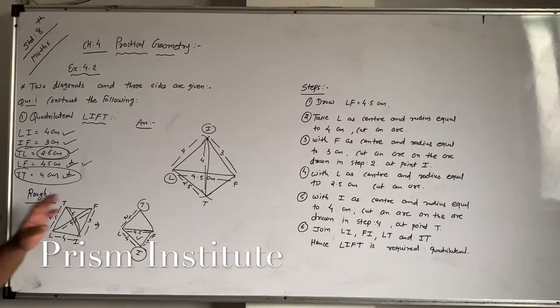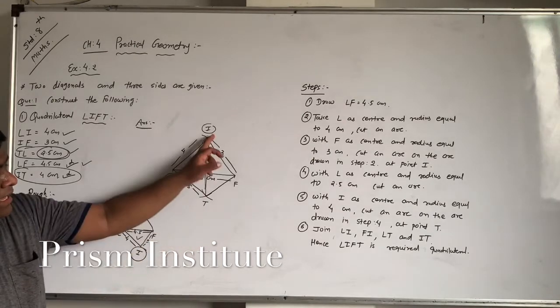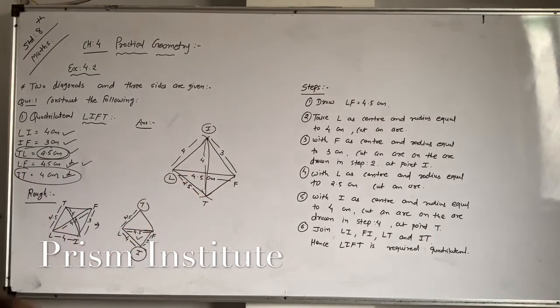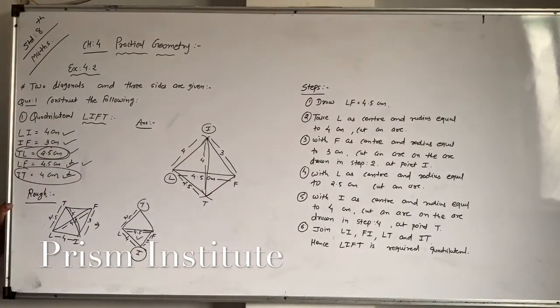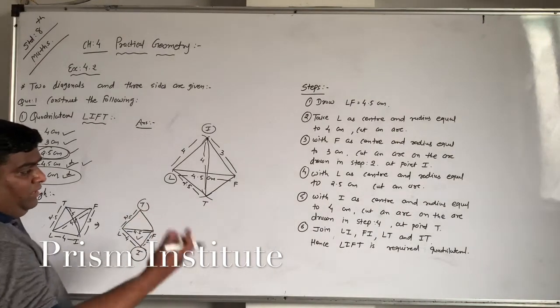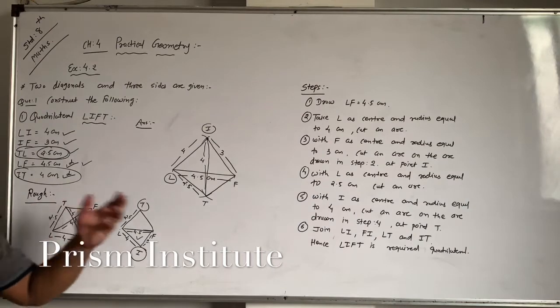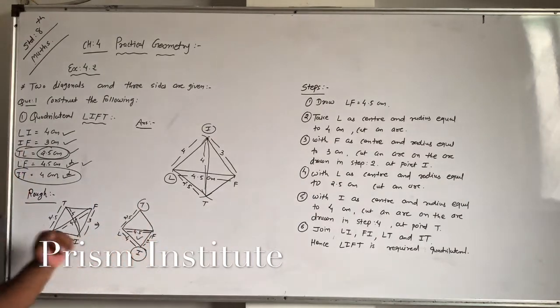So hence LIFT is the required quadrilateral with the given measurements. In this construction, the steps are given here, so write down the steps. Otherwise, you can write the steps in your own language. Don't worry about this.